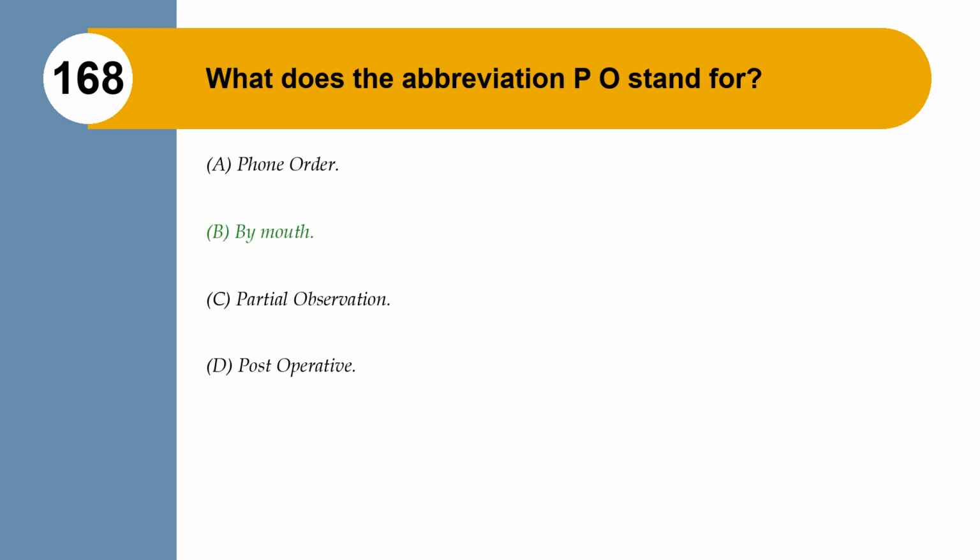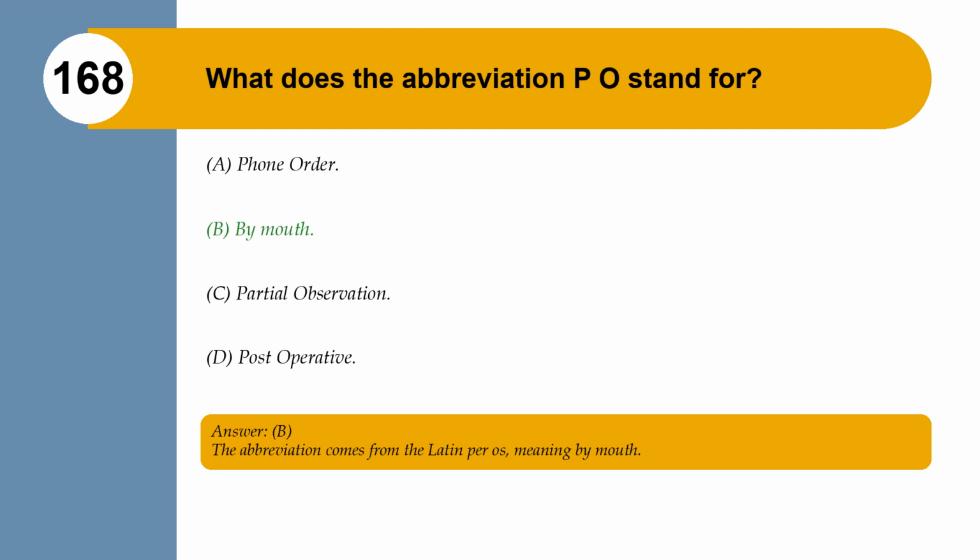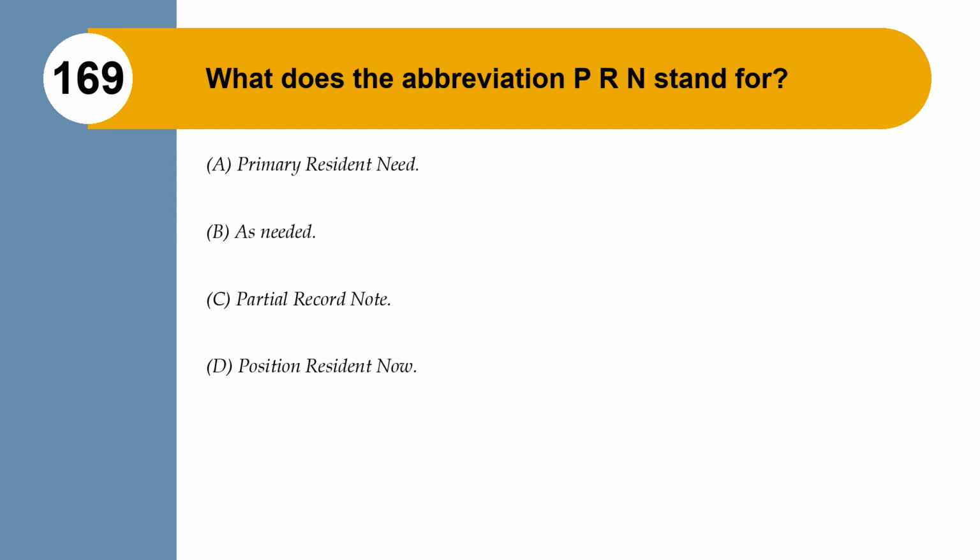The correct answer is option B, by mouth. Explanation. The abbreviation comes from the Latin per os, meaning by mouth. Question 169. What does the abbreviation PRN stand for? Option A, primary resident need. Option B, as needed. Option C, partial record note. Option D, physician resident now.